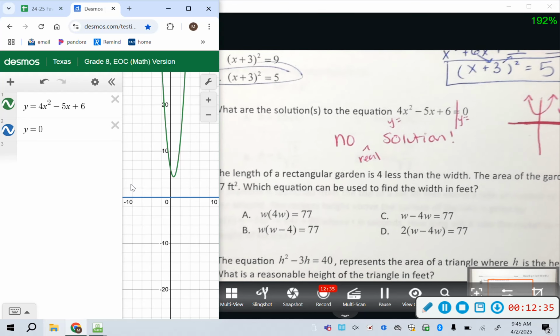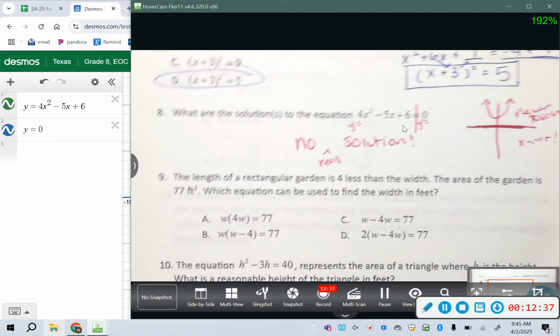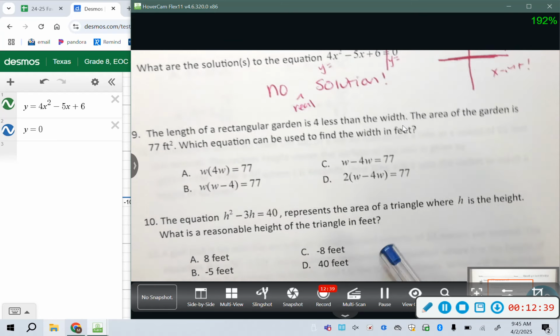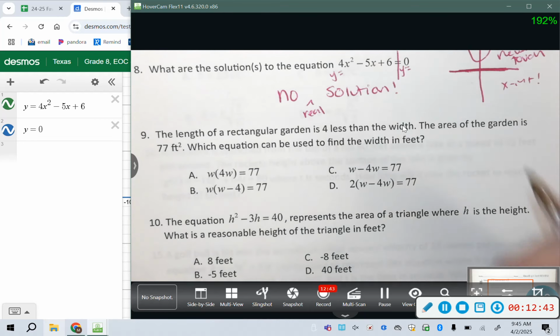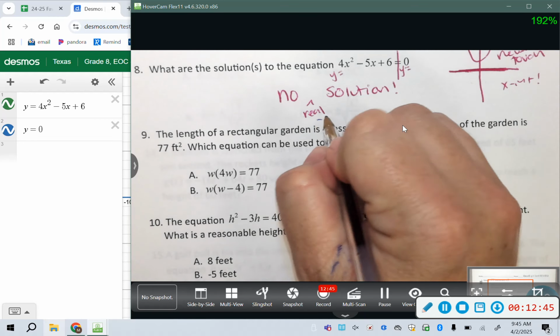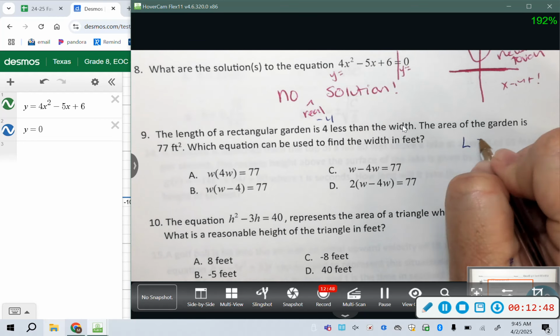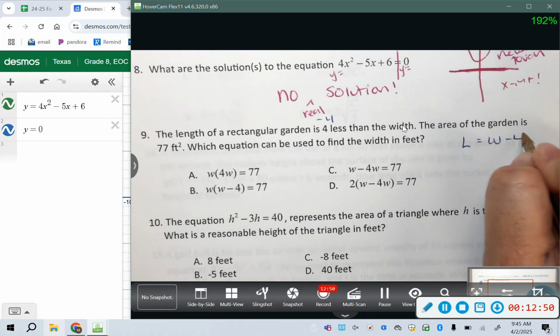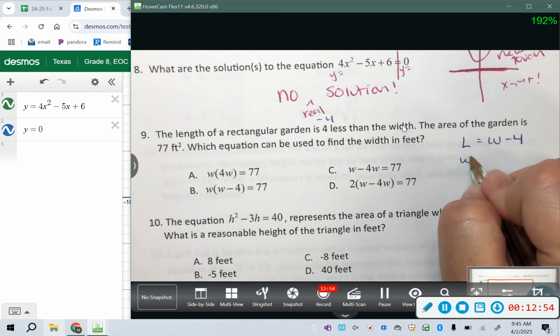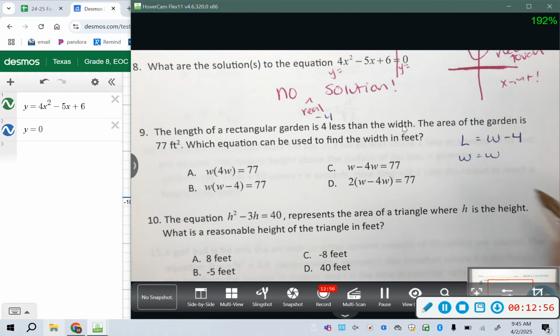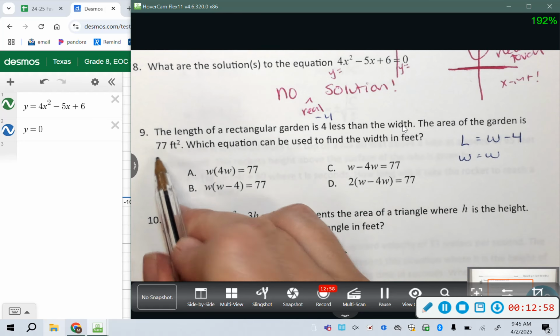Okay, let's look at number 9. Okay, number 9 says the length of a rectangular garden is 4 less than the width. Well, 4 less is going to be minus 4. So we know the length is equal to the width minus 4. And it doesn't tell me the width, so I'm just going to assume the width is the width. And we know that it equals 77.